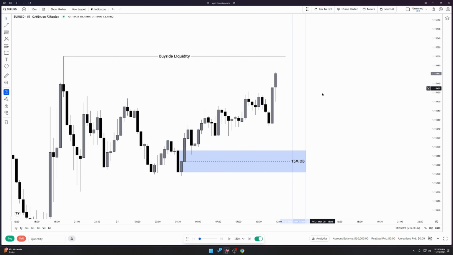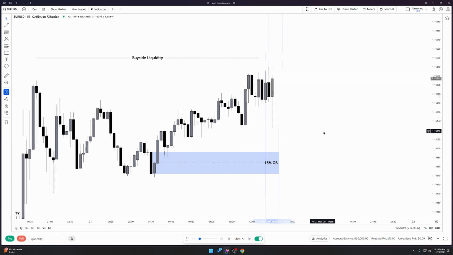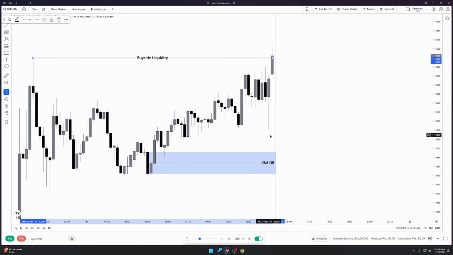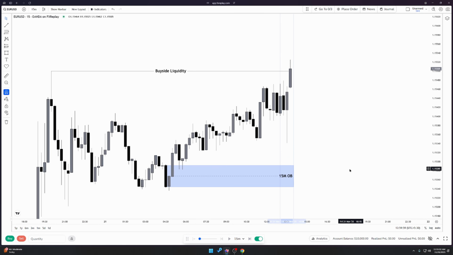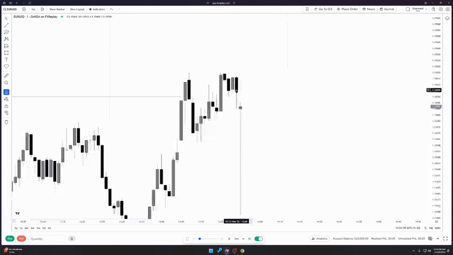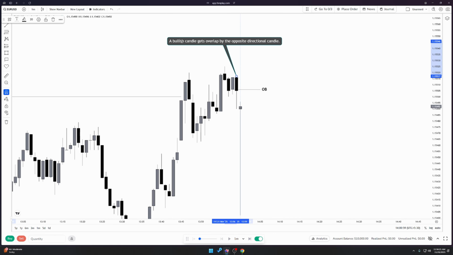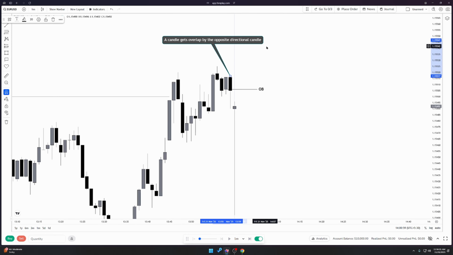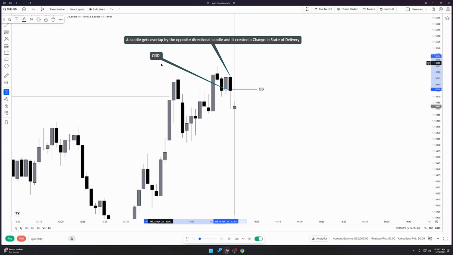Now you can see that the market has swept my buy side liquidity, so I drop down to the 1 minute time frame to hunt for entries. Here, an order block forms. Many ICT traders misunderstand this. They believe a change in state of delivery only forms when two or more candles overlap, but it can form even with a single candle. Whenever that happens, it creates an ICT order block.